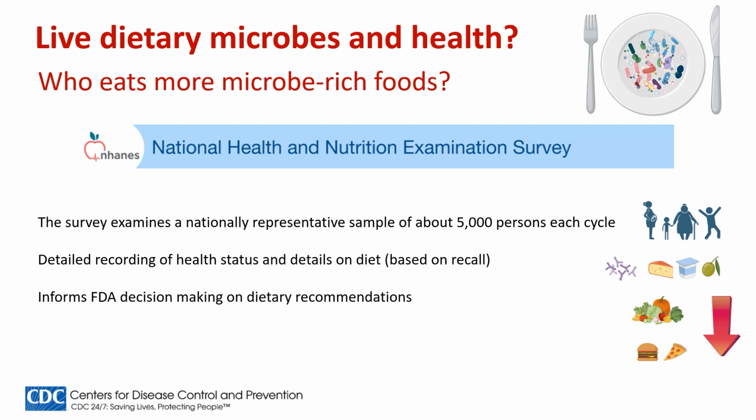And it takes a detailed recording of health status, and it takes details on diet based on recall. So people are presented with a list of potential foods that they may have eaten, and they tell the surveyors which foods they have been eating. And this informs a lot of FDA decision making on dietary recommendations. So this is a really solid source of information.